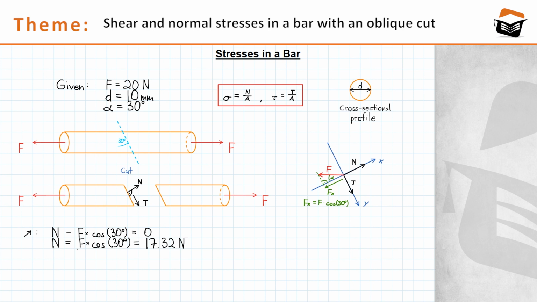The tension force is the same as in the previous video, 20 Newton. Likewise, the diameter of the bar with a circular cross-section is 10 millimeters. Now, let's do the equilibrium condition for the y-axis. In that case, I'm going to use an arrow that points to the southeast.